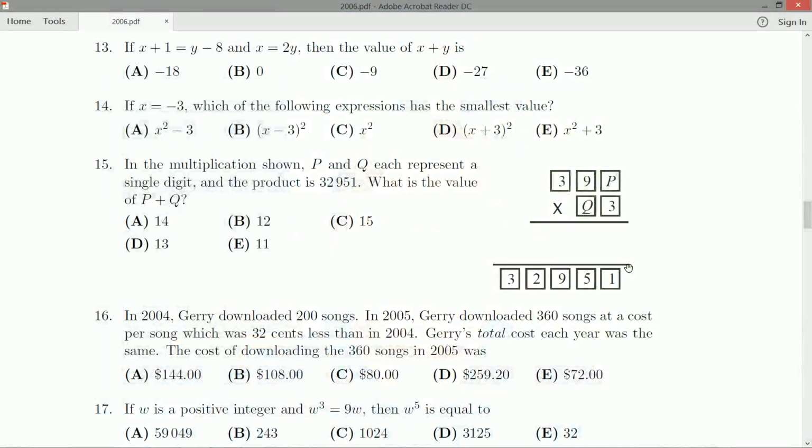Hi there, everyone. I hope you're all doing well, and I hope you're all excited for more of the 2006 Cayley paper, and we are on question number 15.